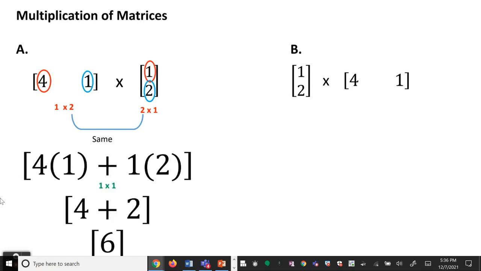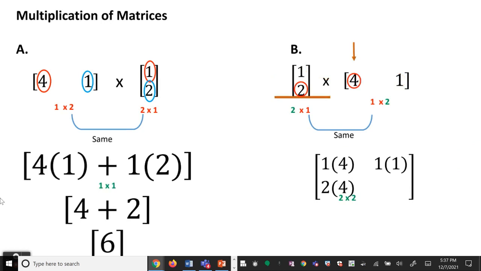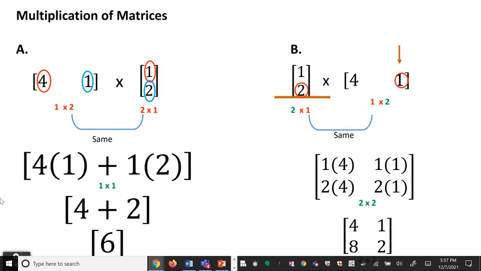So let's go to the next one. It's going to be 1 times 4, and then 1 times 1. And then you're going to have 2 times 4 and 2 times 1. If we multiply them out, we get 1 times 4 is 4, 1 times 1 is 1, 2 times 4 is 8, and 2 times 1 is 2. Okay, so if it helps you to think about how big the matrix is going to be, and then write it out, then that might be helpful in making sure that you're multiplying correctly.